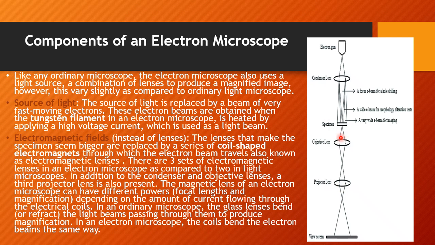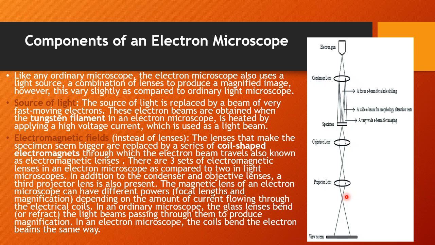Yes, condenser lenses and objective lenses are common, as we see in the bright field microscope. Apart from that, we also use projector lenses over here. All these three are coil-shaped electromagnets, and they will have different powers. It mainly depends on the amount of current flowing through these coils. Based on the amount of current flowing through these magnets, the power also varies.